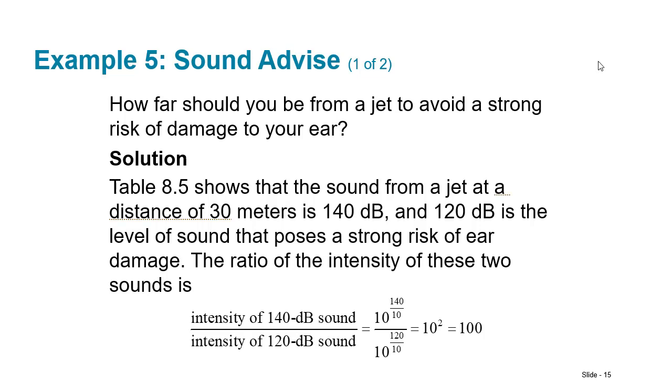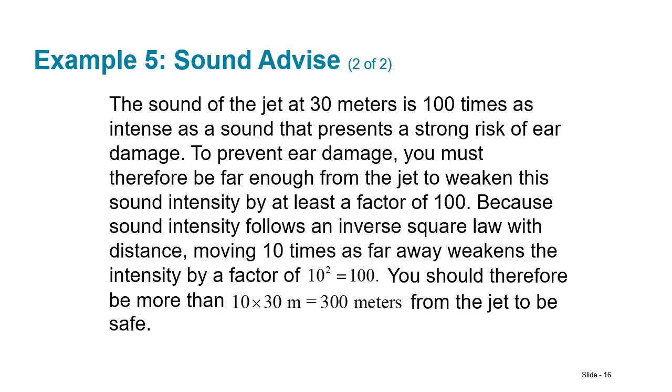How far should you be from a jet to avoid a strong risk of damage? Well, we know that the sound from a jet at a distance of 30 meters gives us 140 decibels, and 120 decibels is the level of sound that poses a strong risk to the ear. So the ratio of the intensity of these two is 10 to the 140 over 10 over 10 to the 120 over 10, which basically becomes 10 squared, or 100. So the sound of a jet at 30 meters is 100 times as intense as a sound that represents a strong risk of ear damage.